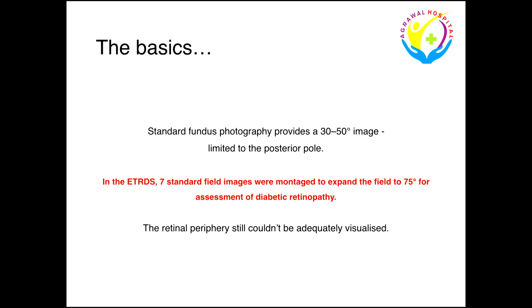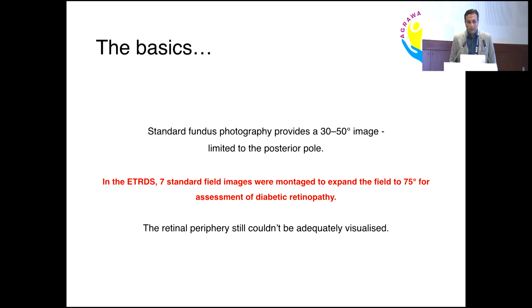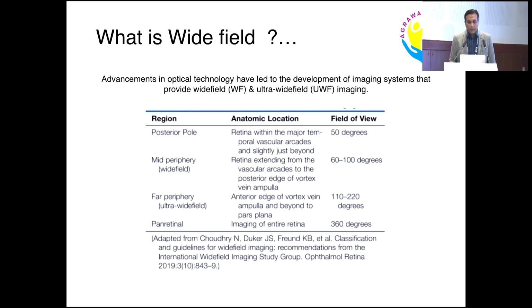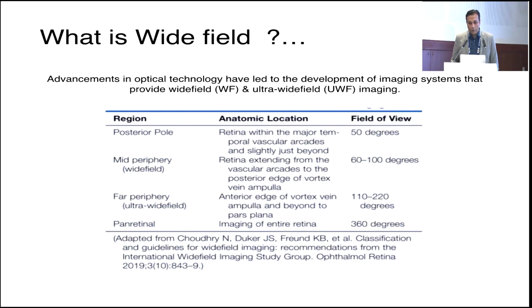Standard fundus photography, as we all know, is a 30 to 50 degree image, limited to the posterior pole. And even in the ETDRS, where they montage 7 standard field images, it led to a field of 75 degrees. The retinal periphery for a very long time still couldn't be adequately visualized. So we have a nomenclature now, which says that posterior pole is 50 degrees, and 60 to 100 degrees is classified as wide field, and more than 100 degrees is far periphery.